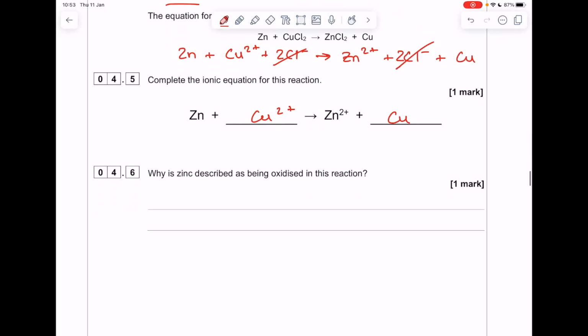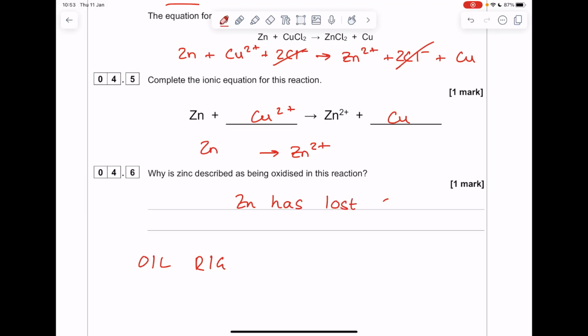Why is zinc described as being oxidized in this reaction? We're going from Zn to Zn2+. So because of that, it has gained a positive charge by losing negative electrons. Remember, OIL RIG stands for oxidation is loss of electrons. Zinc has lost 2 electrons.